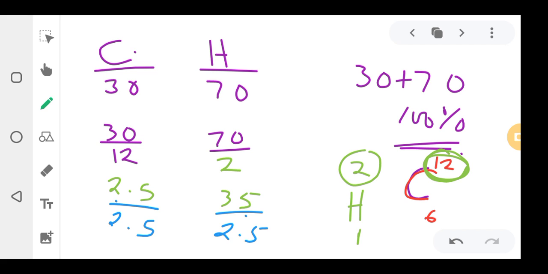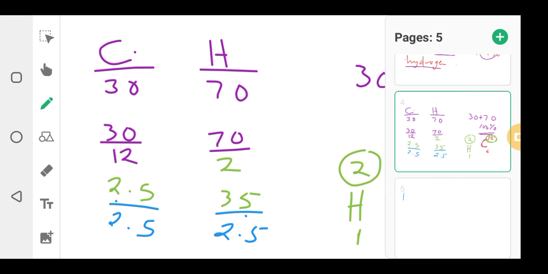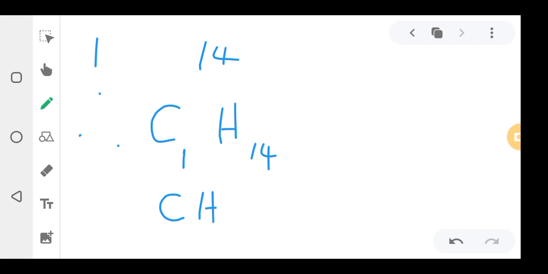It is actually 14. So what do you have there? 14. Okay? So therefore the formula is going to be carbon is what? This side is for carbon. So carbon has got 1. Hydrogen has got 14. Okay? So it is CH4. That's the formula. Have you seen the way we have done it?